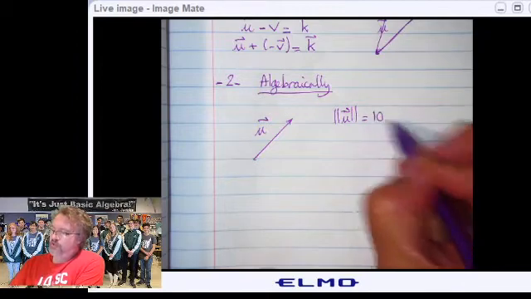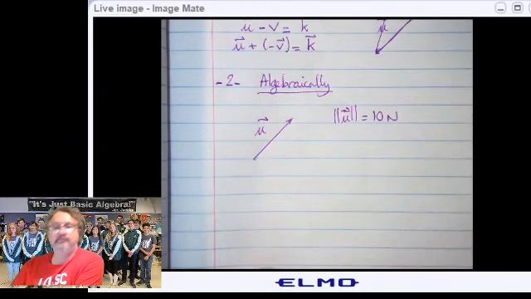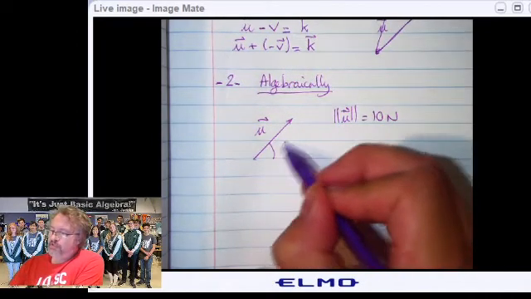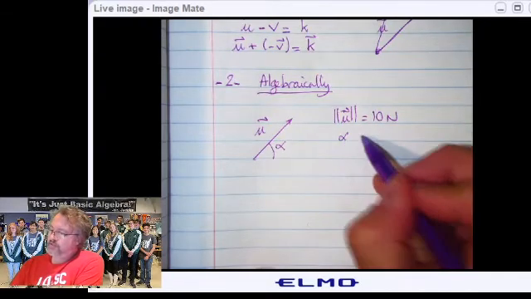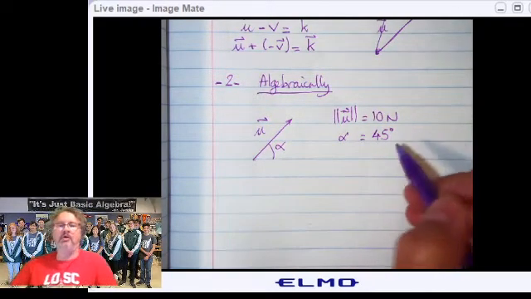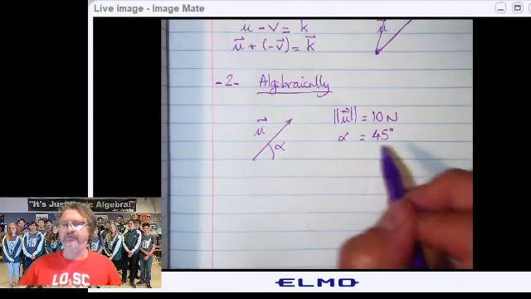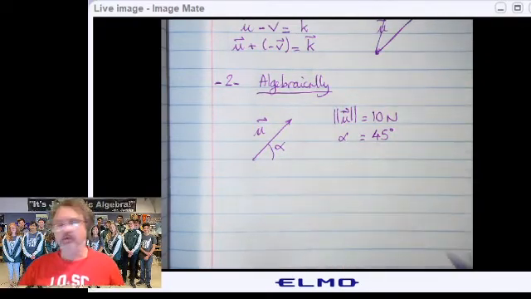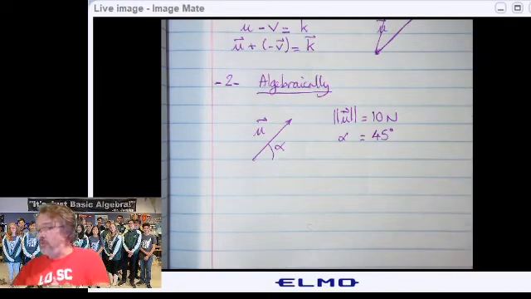is 10 newtons. Let's also pretend that the angle alpha right here is 45 degrees. We can have it in radians as pi over 4, but I'm going to leave it in degrees. And then we have a vector v.